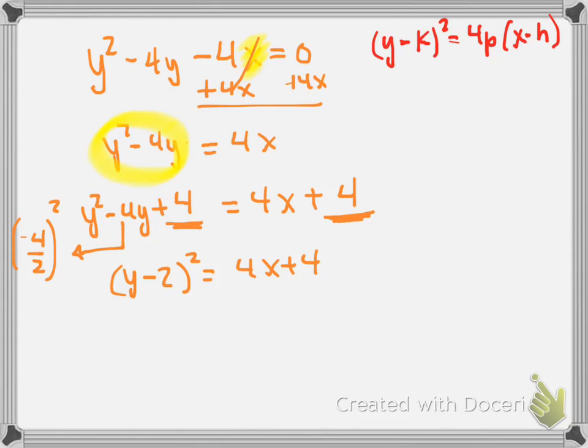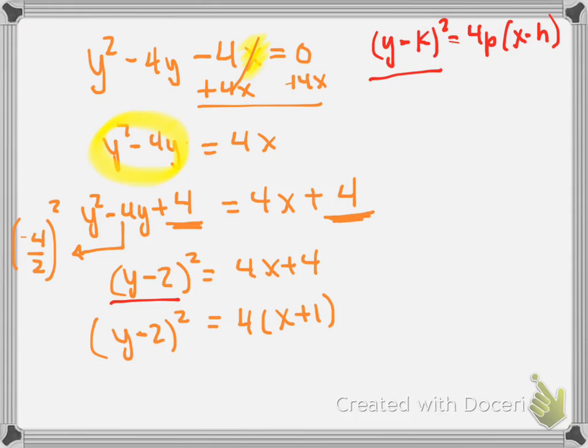So now we're really, really close. There is no doubt at all that this looks just like that. The only thing that we have to fix right now is that other side. So I'm going to go ahead and factor. You guys like GCF? So I think I can factor out a 4, and I get x plus 1. So I have y minus 2 squared equals 4 times x plus 1.